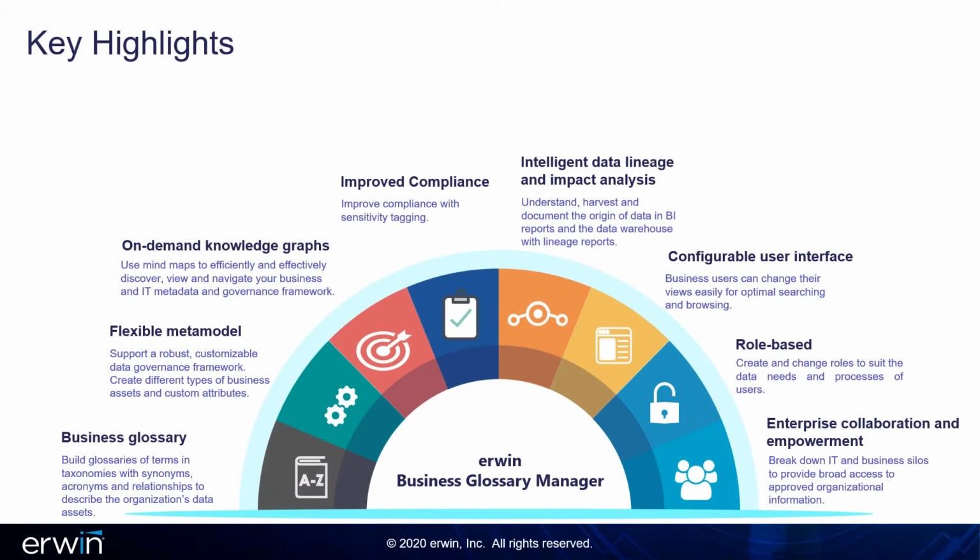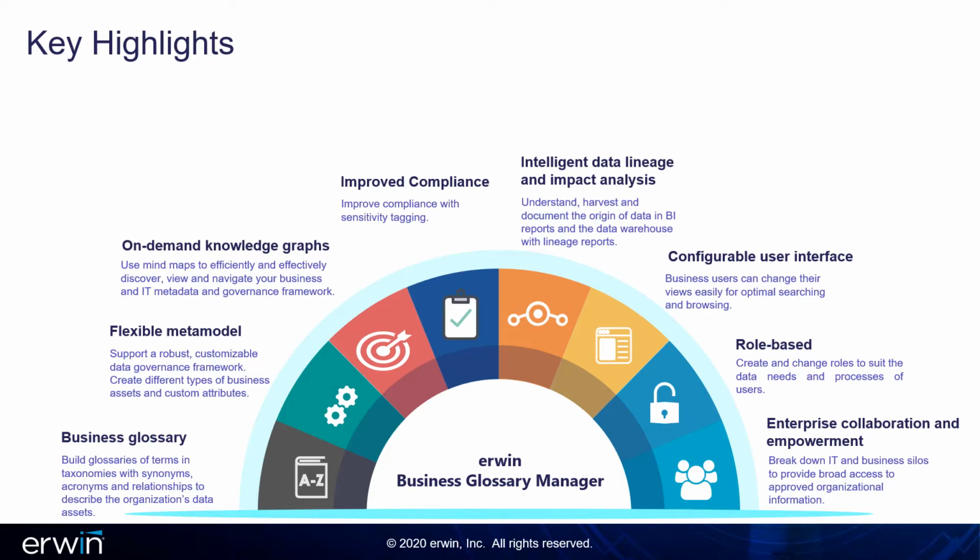Key highlights for the Erwin Business Glossary Manager. Business Glossary. Build glossaries of terms in taxonomies with synonyms, acronyms, and relationships to describe the organization's data assets. Flexible meta model. Support a robust, customizable data governance framework. Create different types of business assets and custom attributes.